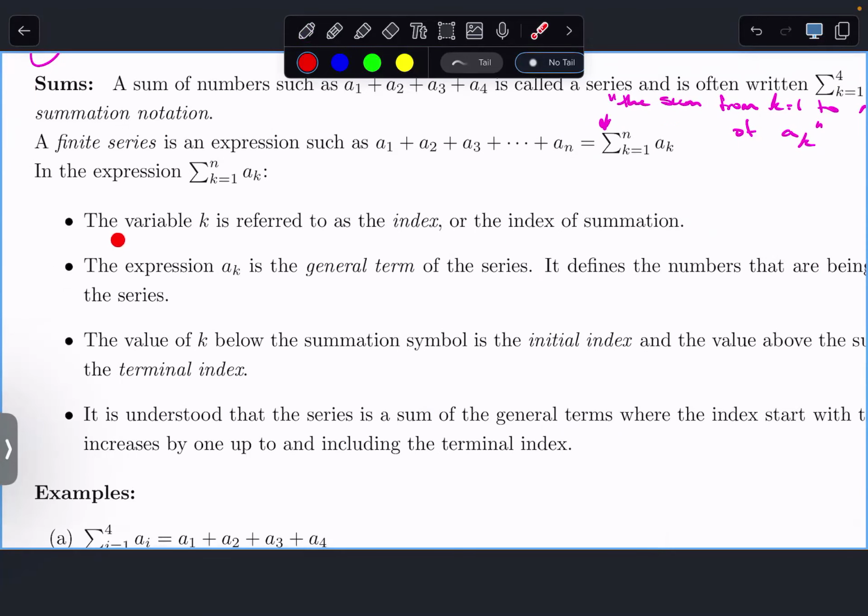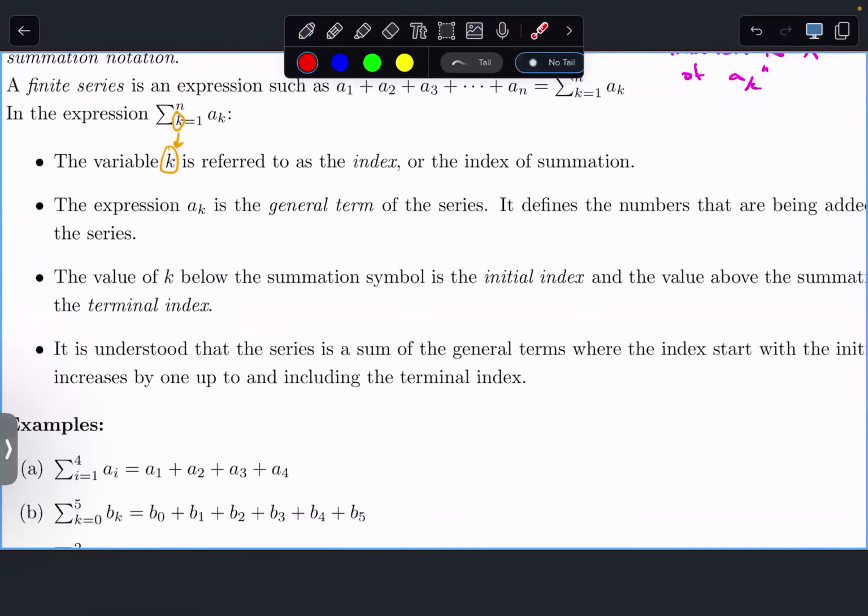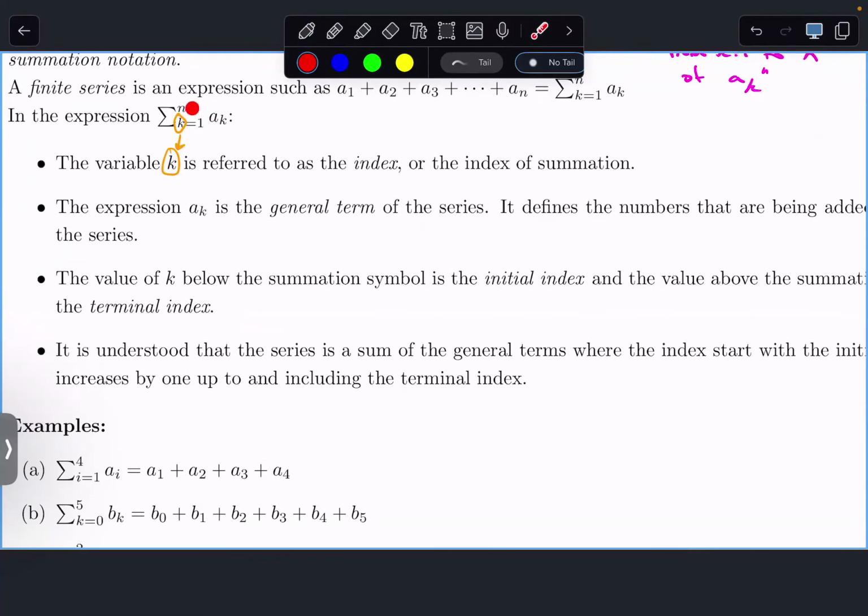Some terminology. K is referred to as the index. Usually we use I instead of K, but we can be flexible. So whatever is in this spot here is the index, or the index of summation. A subscript K is what we call the general term, the thing that we're adding up. We have some initial index and a terminal index, and then we add up the things in between.